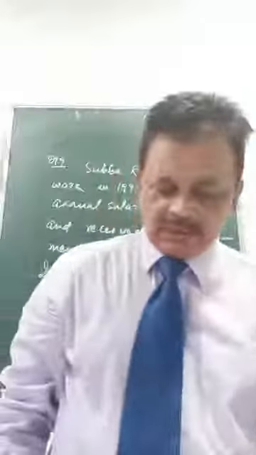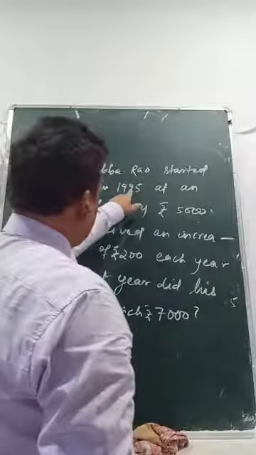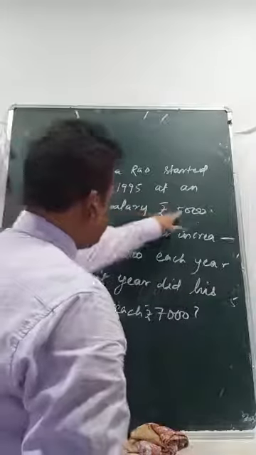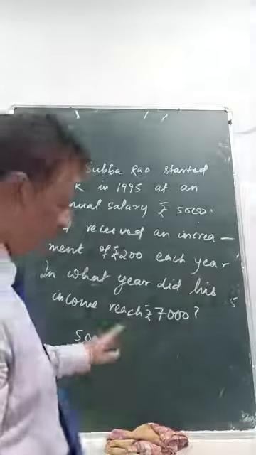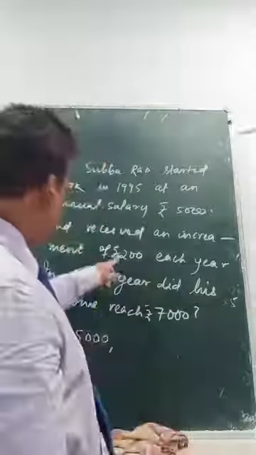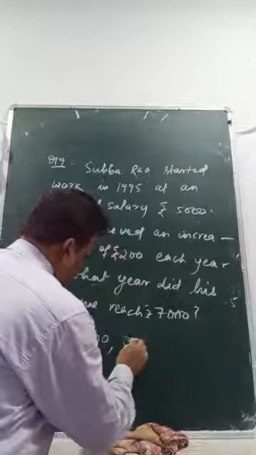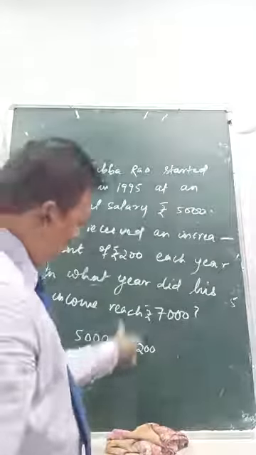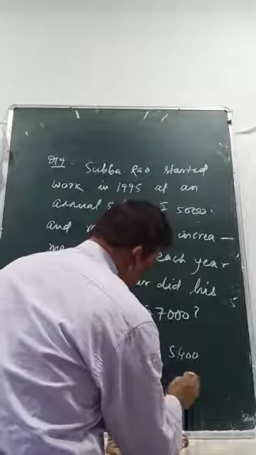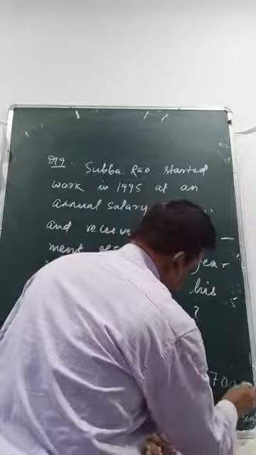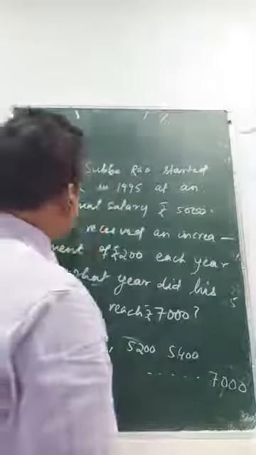Okay, look at here how to do. Started the work in 1995. The annual salary was 5,000. First year he got 5,000. Next he received 200 extra, so next year salary became 5,200. Again next year it will be 200 more, 5,400. Like this. Which year was it 7,000? That means A is this, and we will find out this n. Simple, you can do.